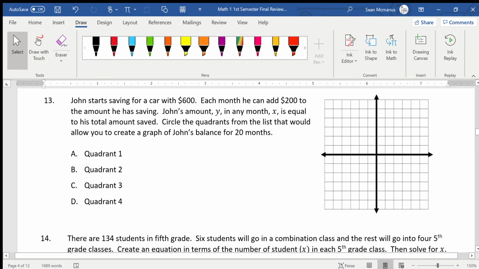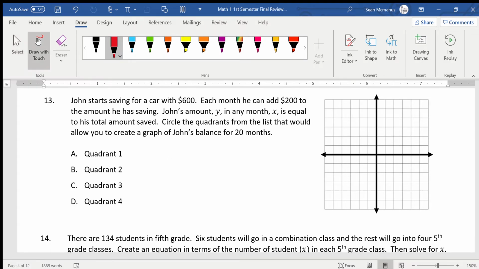Okay, 13. John starts saving for a car with $600, and each month he adds 200 to the amount. So John's amount Y in any month X is equal to his total amount saved. So circle the quadrants from the list that would allow you to create a graph of his balance. So basically what this is telling me is, I could write an equation, though I don't really have to, right? So it's $200 times the number of months plus the 600 he started with.